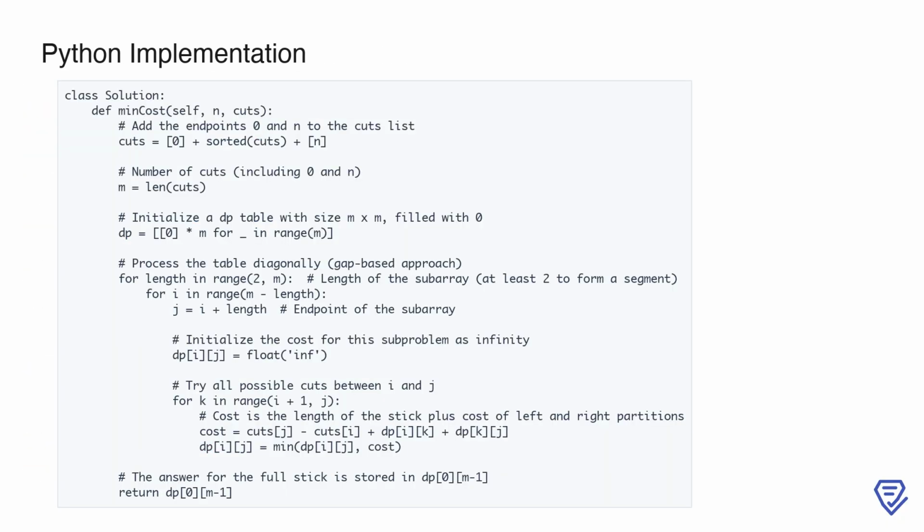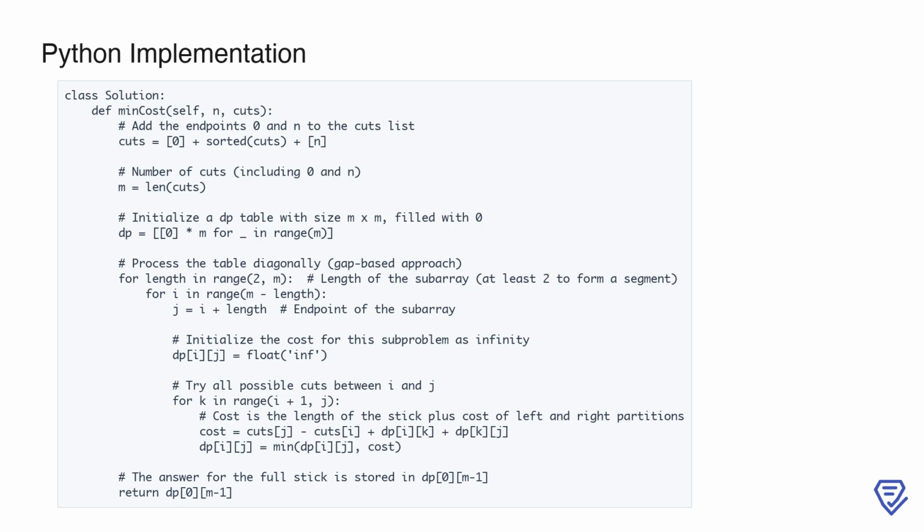This implementation solves the problem of finding the minimum cost to cut a stick using dynamic programming. The approach involves breaking down the problem into smaller subproblems and solving them optimally. Here's the detailed explanation. 1. Input preparation. The cuts array is extended to include the endpoints of the stick, 0 and n. This ensures that all segments of the stick are considered, including the edges. 2. Sorting the cuts. The cuts are sorted to ensure that the stick is processed sequentially from the smallest to the largest segment.